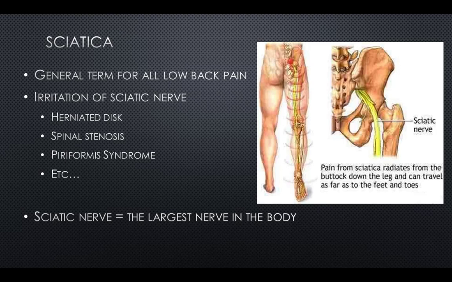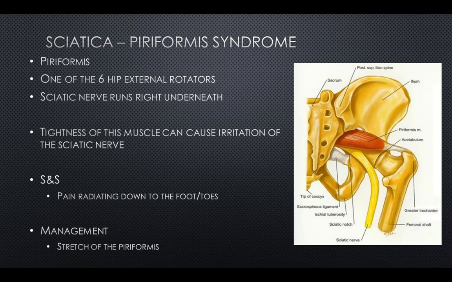Sciatica is the general term for all low back pain. The sciatic nerve is the largest in the body. Sciatica results from irritation of the sacral nerve, herniated discs, spinal stenosis, and possibly piriformis syndrome. Piriformis syndrome is an uncommon neuromuscular disorder that is caused when the piriformis muscle compresses the sciatic nerve.